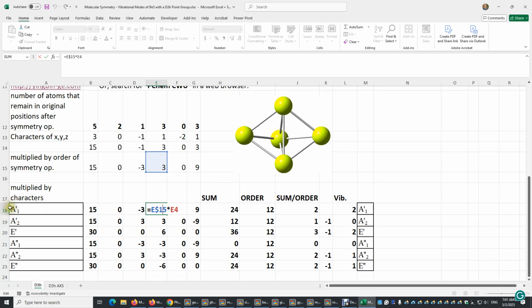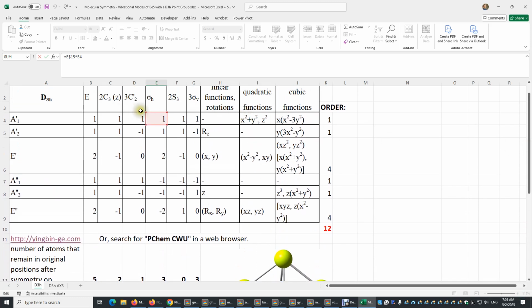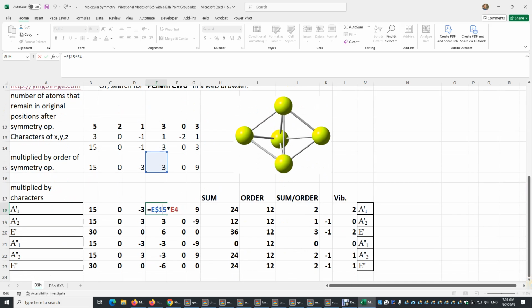And this number times E4, because over here we're looking at A1 prime. So let's take a look at A1 prime over here, and we have this done. Now we sum up these 6 numbers for A1 prime. We get 24. We sum up these 6 numbers for A2 prime. We get 12. And similarly for E prime, we have the sum. For E double prime, we have the sum.